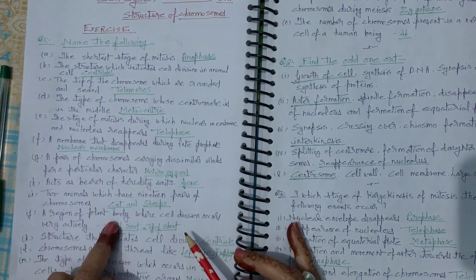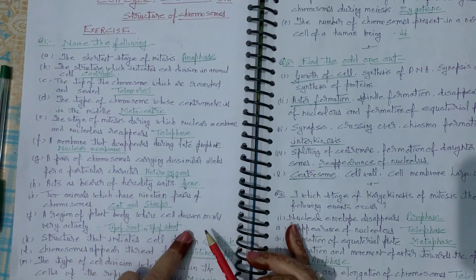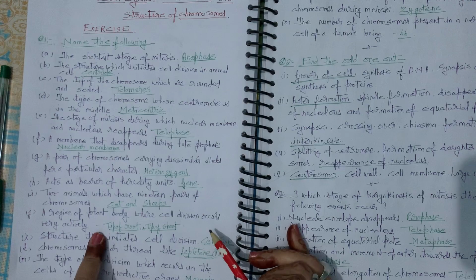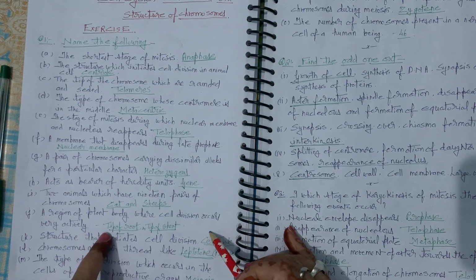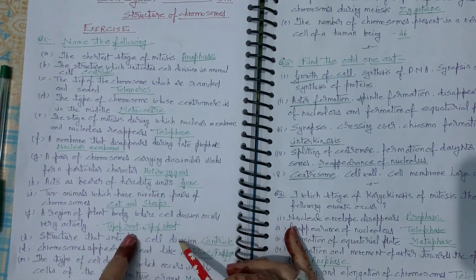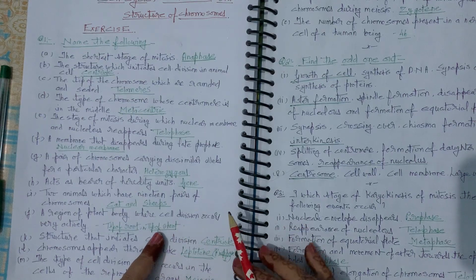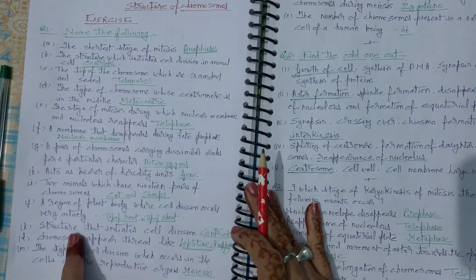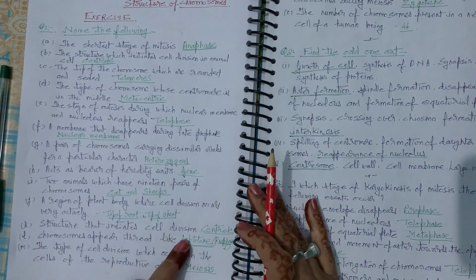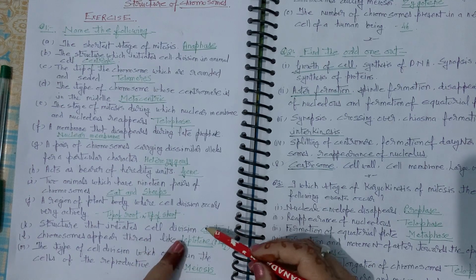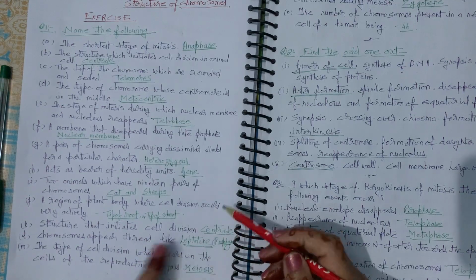A region of plant body where cell division occurs very actively. Cell division occurs at the root tip and the shoot tip. Growing parts, they occur very rapidly. Structure that initiates cell division: in case of the animal cell, it is centriole.